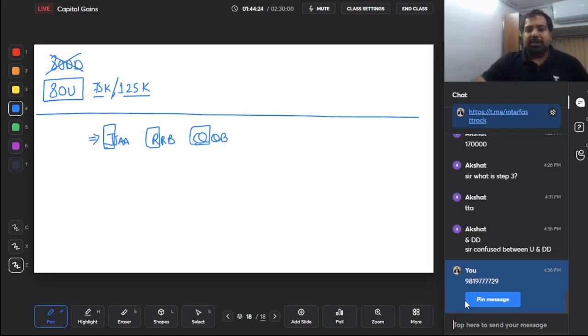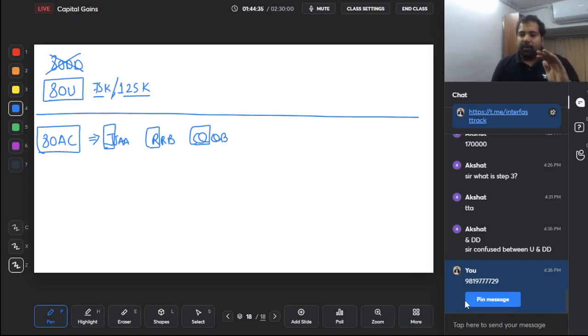Alright. So this is JJA, RRB and QQB, and this is a section called 80AC. They say that for these 3 and only these 3 deductions, you need to file a return of income within these time limits. I'll repeat one last time the difference between 80U and 80DD.